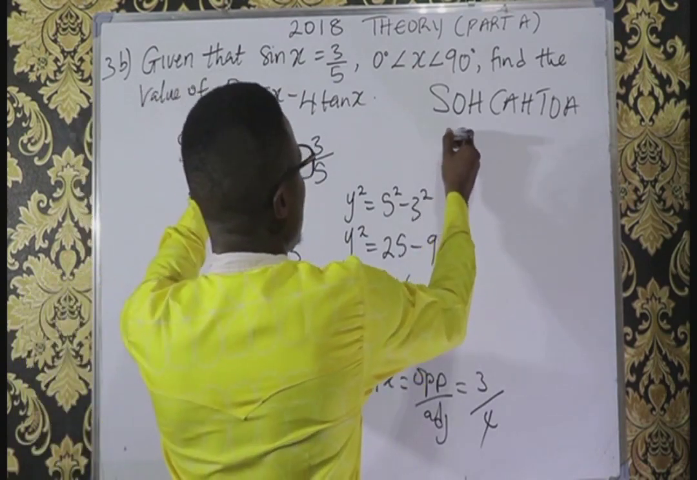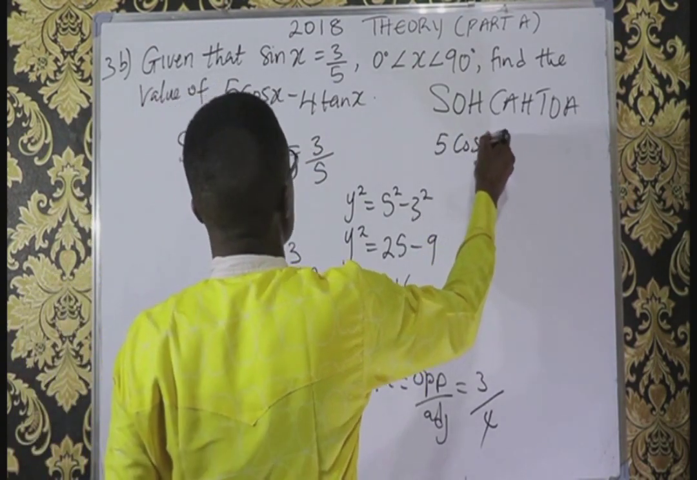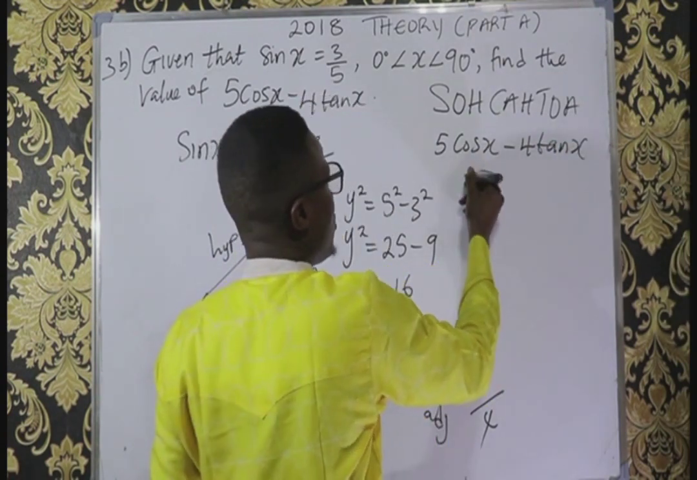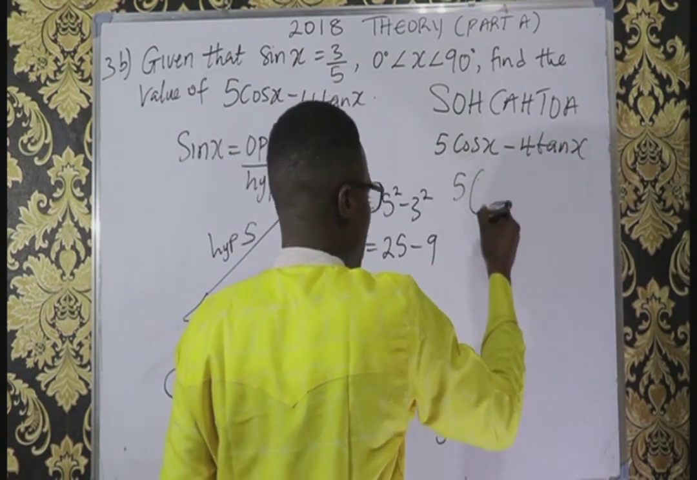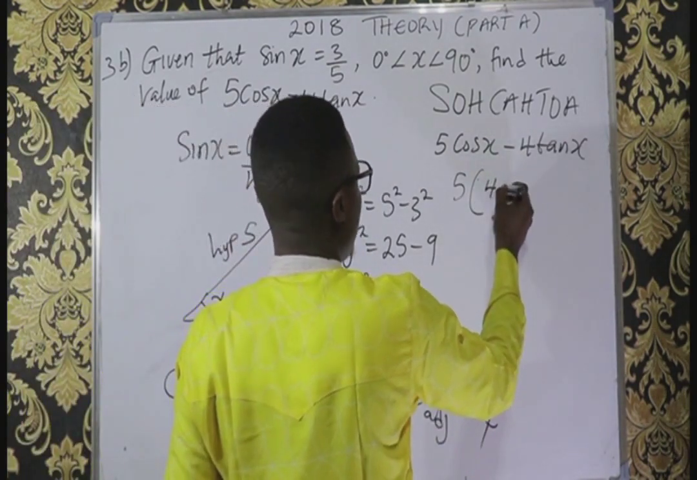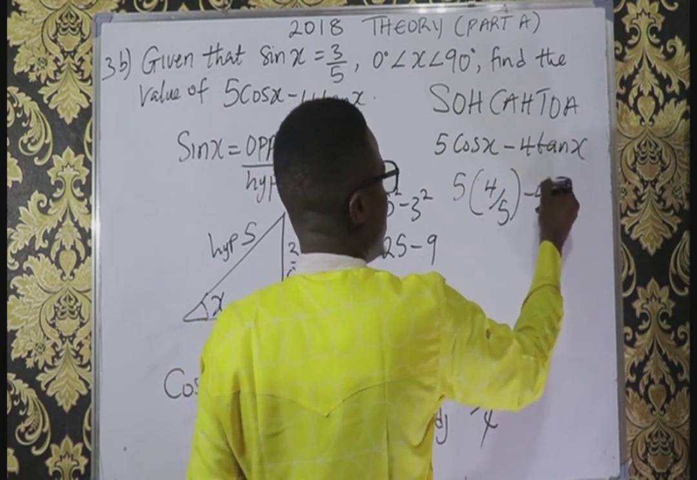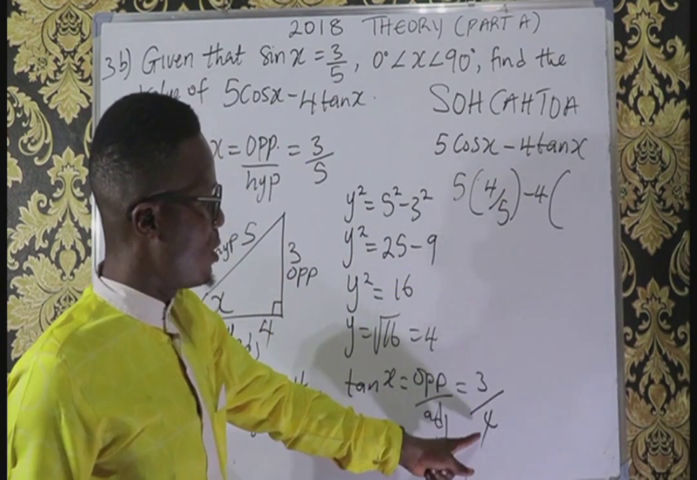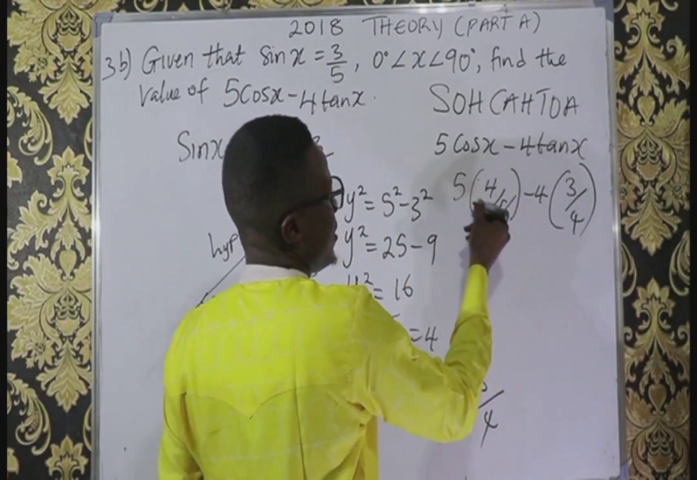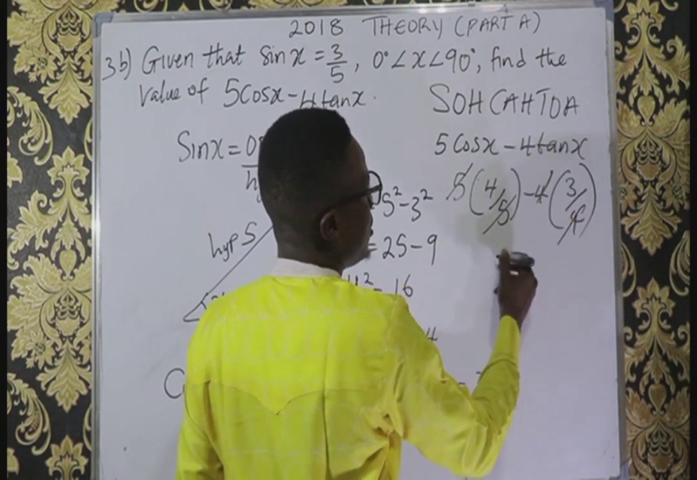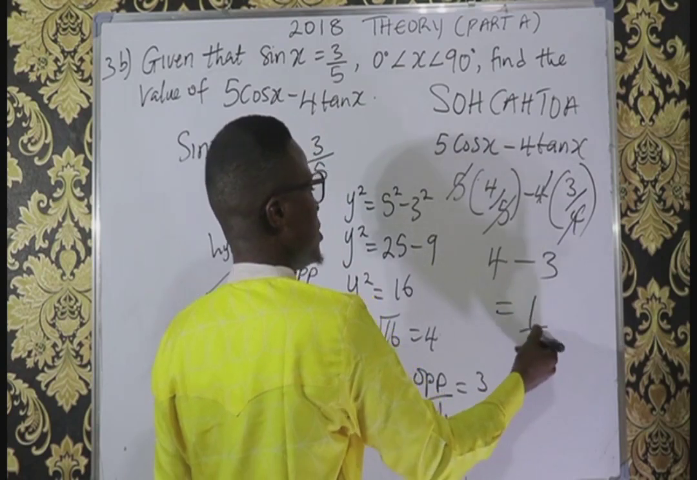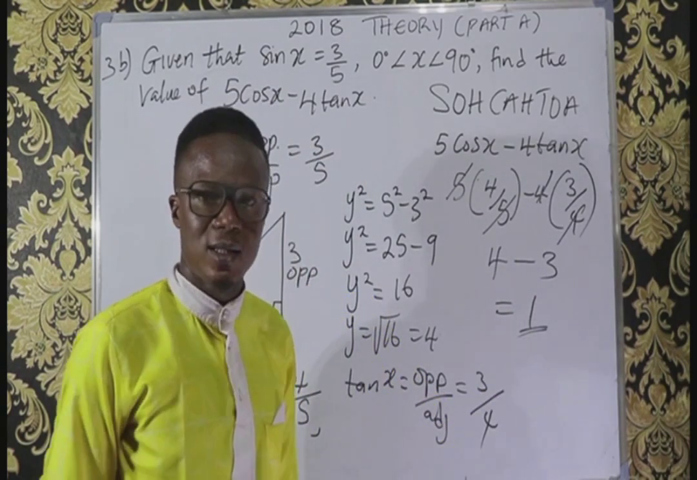Therefore, to solve 5 cos x minus 4 tan x, we have 5 times cos x, which is 4 over 5, minus 4 times tan x, which is 3 over 4. We cancel 5, we cancel 4. We are left with 4 minus 3, and 4 minus 3 is 1. Therefore the answer is 1.